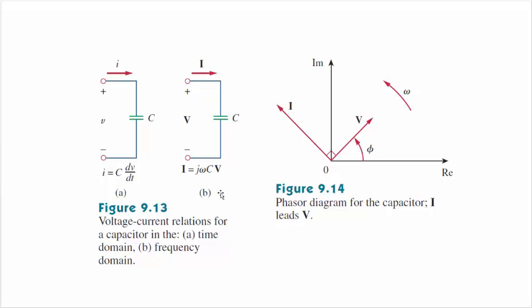And in this case, the angle of I, if I have, for example, I at 0 degrees, it's going to equal j omega C times V, but V is going to be at some other angle.